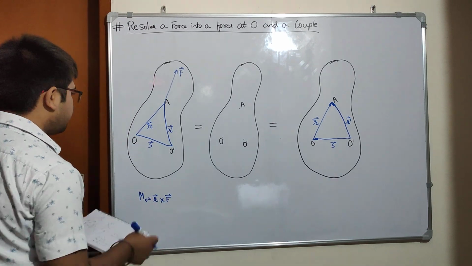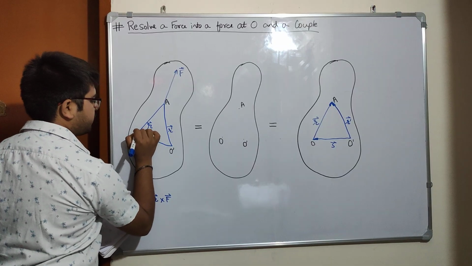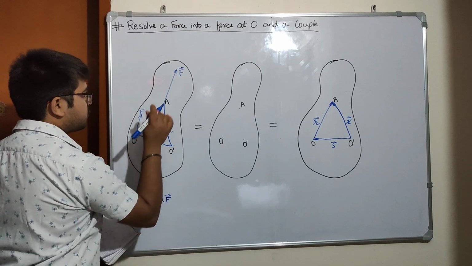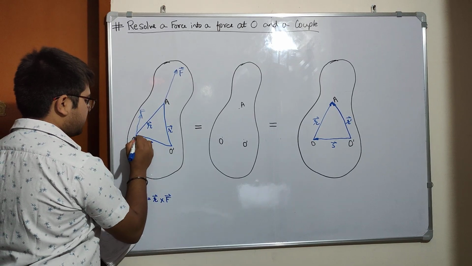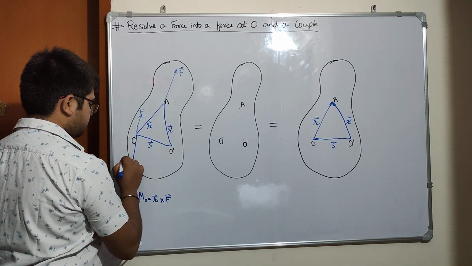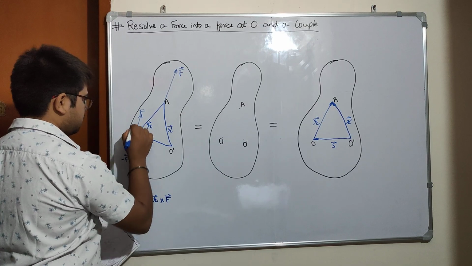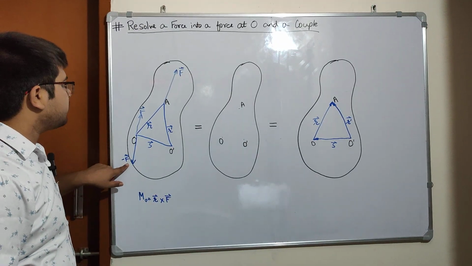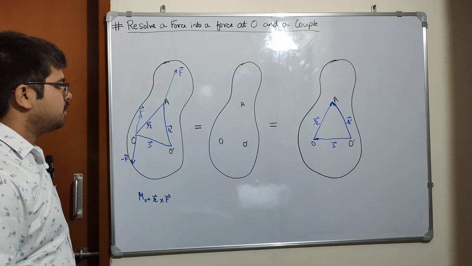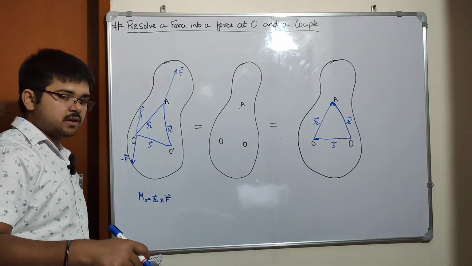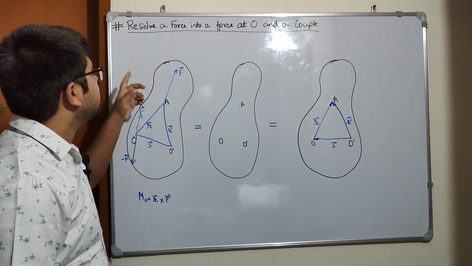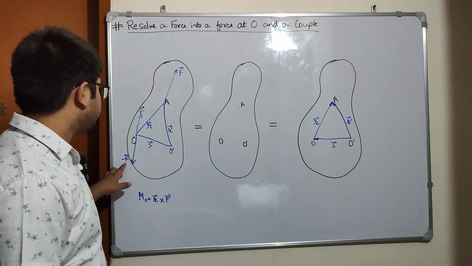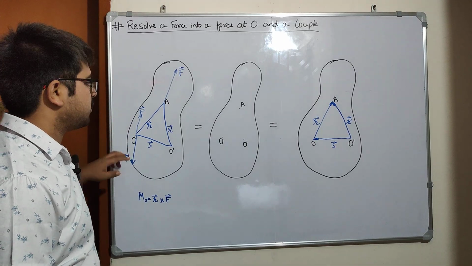Now I'll draw a force here, F, and minus F. So I've drawn two forces here, F and minus F. Minus F vector and F vector will form a couple. That is what we are studying here, resolving a force into a couple. So minus F and F vector.